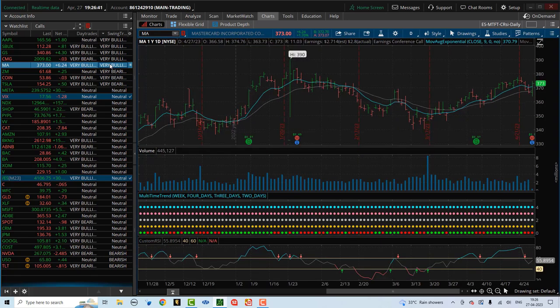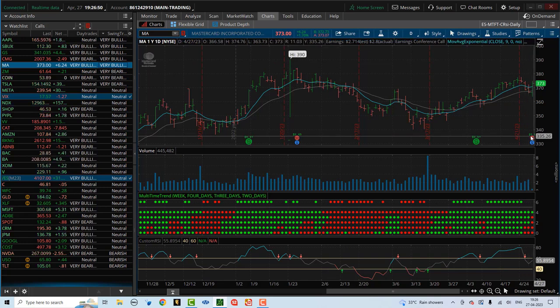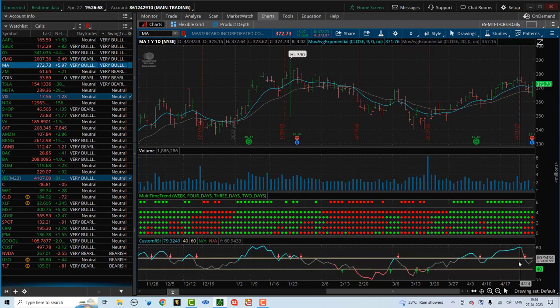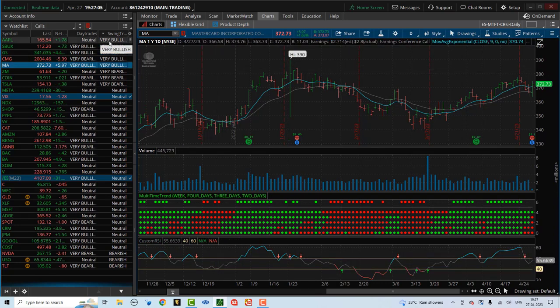So here we go. Looking at MasterCard, obviously, it's got a nice earnings report. You can see it just reported today, I believe, or yesterday. So reported today, I think. And so it's showing bullish. But you can see the MTFT is not ready yet. It's not ready yet. Neither is the custom RSI. So with MasterCard, you would have to wait, even though this shows very bullish.